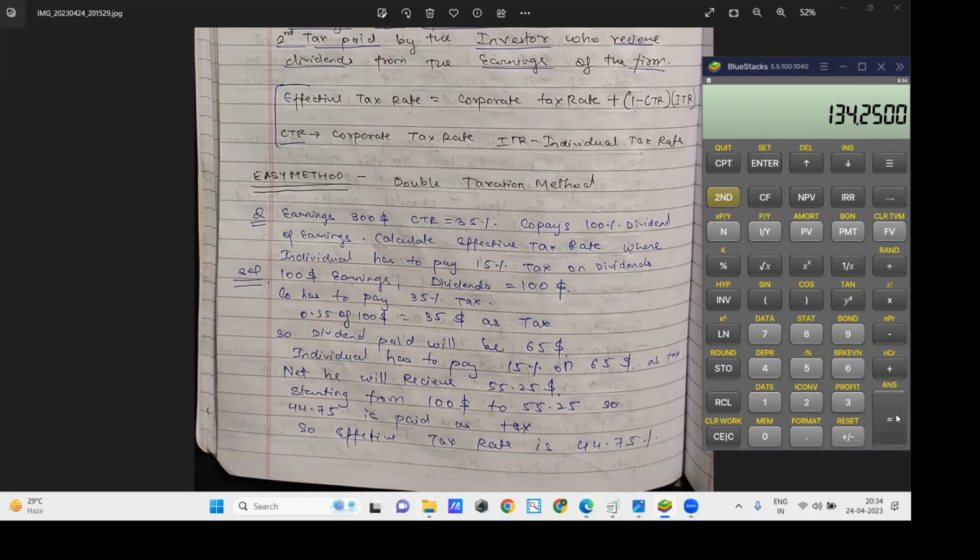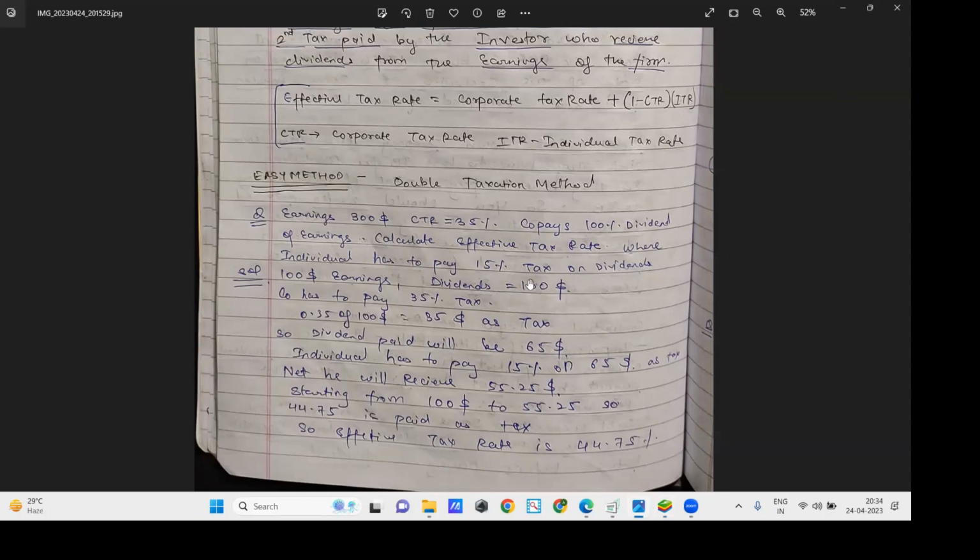The total tax we have paid is $134.25 on $300 of earnings. So we'll do 134.25 divided by 300, which is equal to 44.75%. So on $100 of earnings, $44.75 will be taxed, and the remaining will be received by the shareholders. Okay, so let's go with the second page.